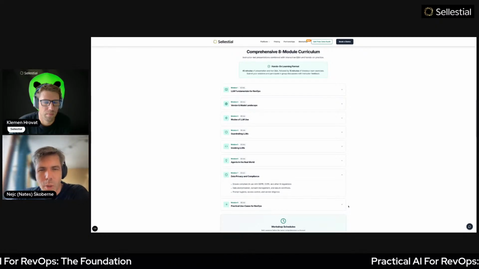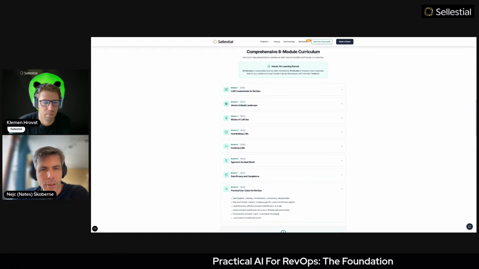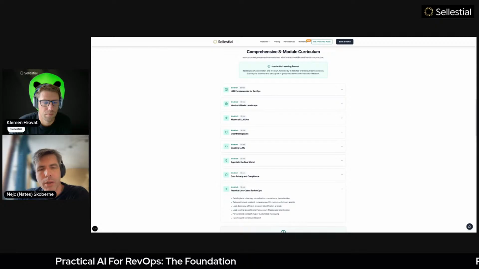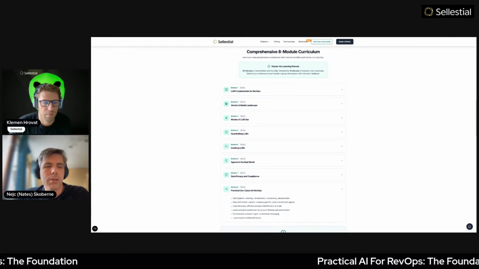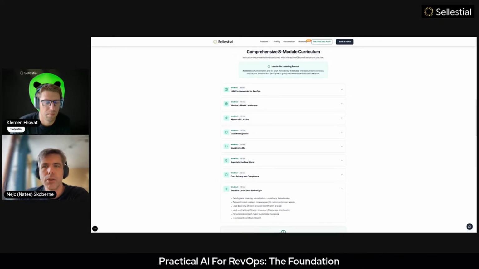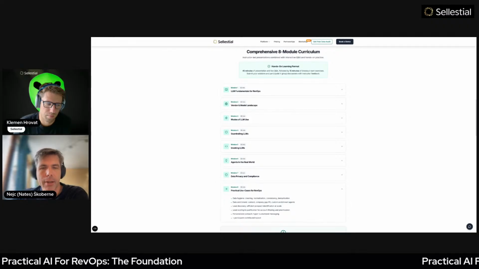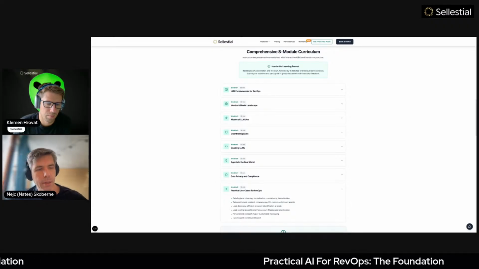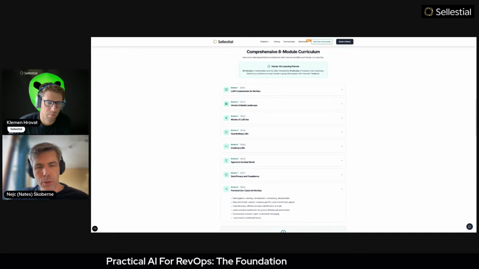And then the last one, module 8, is about practical use cases specifically for RevOps. So we will be going through different typical tasks or processes that a RevOps person typically needs to solve, and we will see how we can apply the techniques and approaches discussed earlier to these use cases.